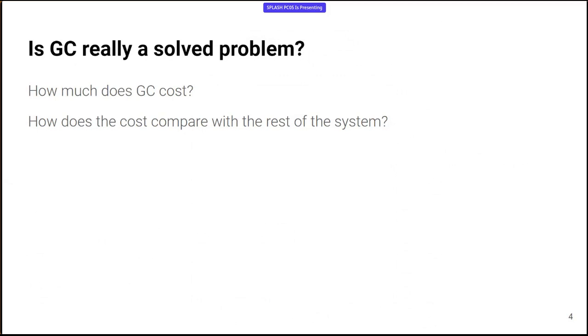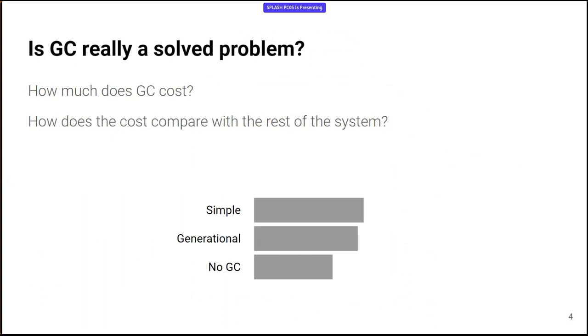Some people say, okay, GC is pretty ho-hum. We know how to do GC. It's all done. Okay, done and dusted. There's not much to see here, but I'm not sure that's so clear, and I think the first thing you need to do, as I said before, is look at how much it's really costing us.